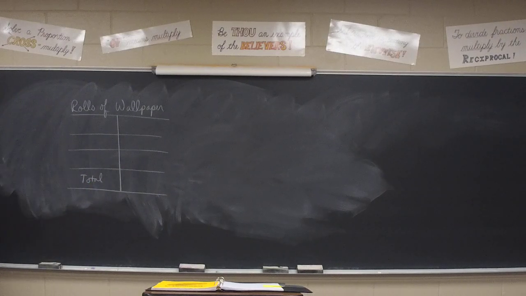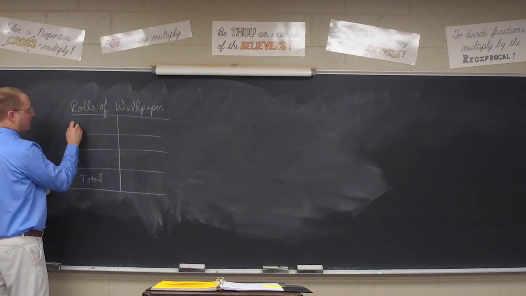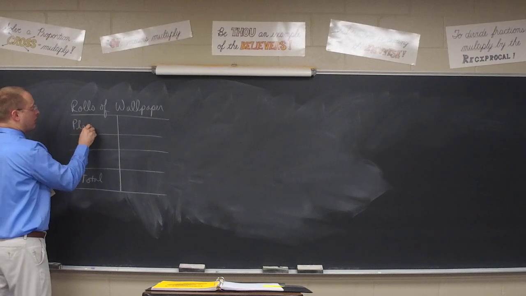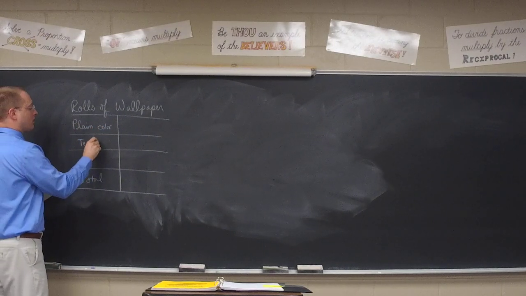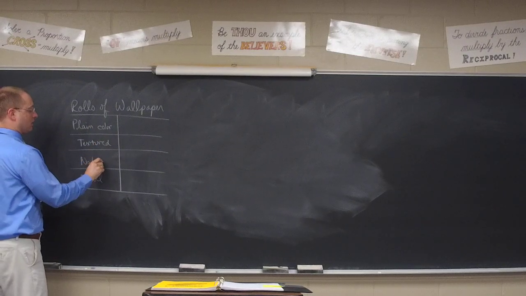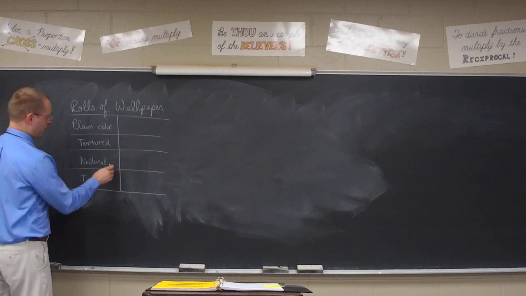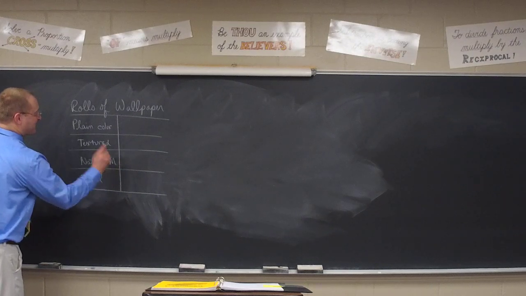What should those 3 labels be in the frequency table here, Bryson? Plain color. Texture. And natural material. I ran out of room for material. We'll just say natural. Or all natural. Natural M. Okay. Natural material.